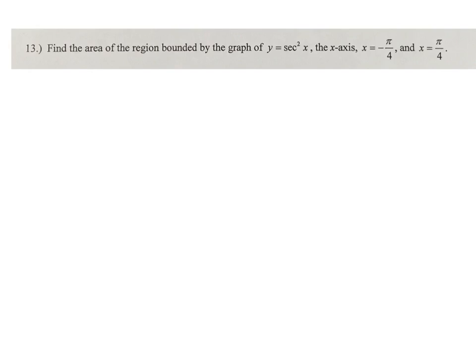Okay, number 13 says, find the area of the region bounded by the graph of y equals secant squared x, the x-axis, and the vertical lines x equals -π/4 and x equals +π/4. So let's take all those words and just write that in terms of an integral. So that would be the integral from -π/4 to +π/4 of secant squared x dx. All right, so let's evaluate that definite integral.